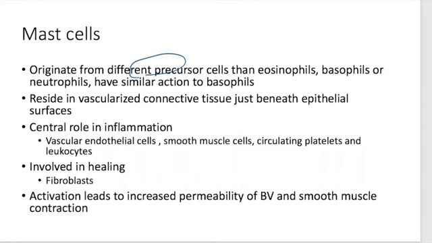They reside in the vascular connective tissues just beneath the epithelial cells. So basically we have our skin epithelial cells, and then the mast cells kind of ride underneath here, highly in the connective tissue. Also in the submucosal tissues such as the GI tract, respiratory tract, and then that dermal layer just below the skin. They play a central role in inflammation, so they are highly involved in the innate response.